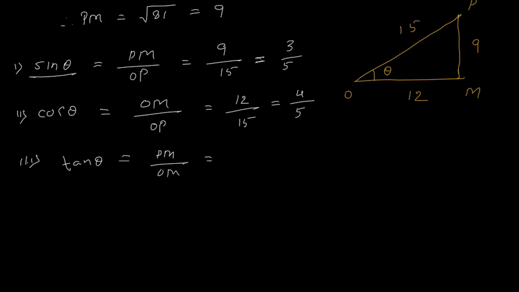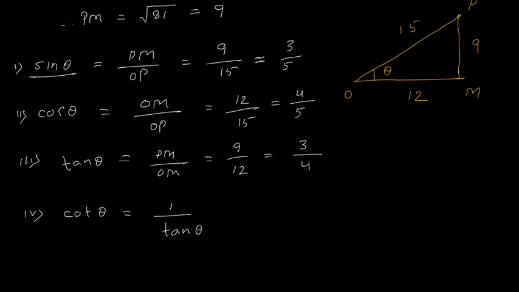So the value of PM is 9 and the value of OM is 12. So 9 upon 12, 3 3s are 9 and 3 4s are 12. Okay, this is tan theta. The other formula you can use is sin theta upon cos theta. So the ratio of sin theta upon cos theta is also tan theta. Now next I have to find cot theta. What is cot theta? Cot theta is adjacent upon opposite, or you can say that it is the reciprocal of tan theta. Okay, both the formulas you can use.